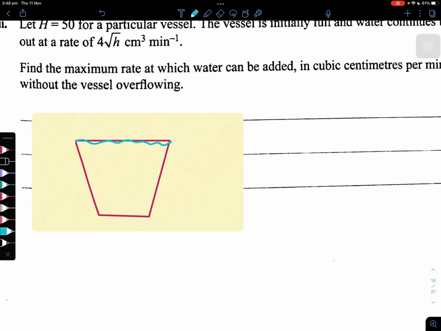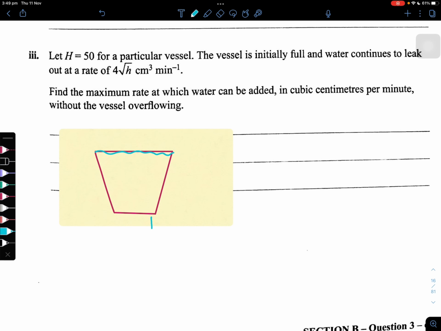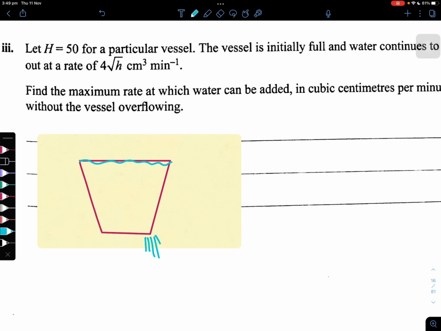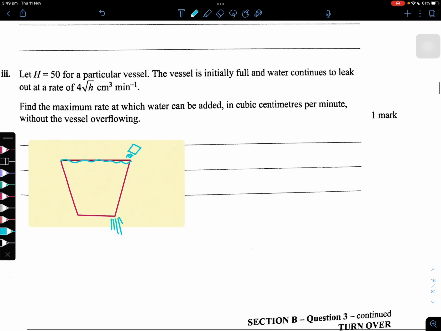Nice and full. Now, the way that it's leaking out is different over time, right? Because it's not a constant rate that it's leaking out. But the thing is, even though it leaks out at different rates depending on the height, initially there's going to be a particular rate that it leaks out at. So if we put in water at that initial rate that it's leaking out, think about it. The water level won't change at all, right? Initially, if you're leaking out, for example, 2 centimeters cubed per minute, and you're putting in the exact same amount that's leaking out initially, it's not going to overflow, is it? So that would be my logic there.